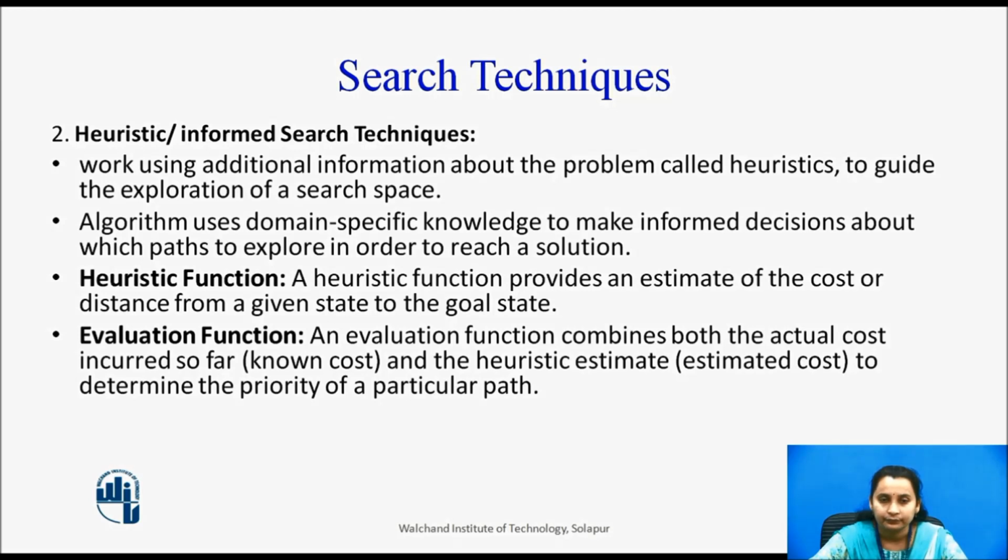The evaluation function provides the actual cost we require from the source state to the goal state. We know the heuristic function gives the cost from that intermediate node n to the goal state, but the evaluation function gives us the cost from the source node to the goal node, the actual total cost. So it combines the actual cost incurred so far, the known cost, and the heuristic estimation to determine the priority of a particular path.